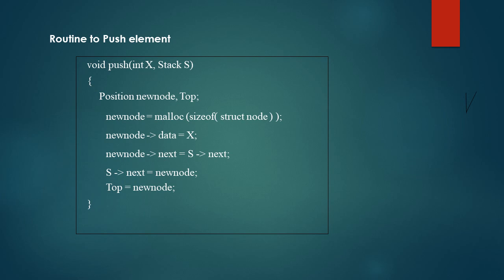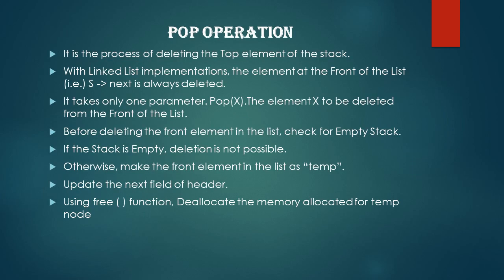Routine to push element: void push x stack S; position new node, top; new node is equal to malloc size of struct node; new node data equal to x; new node next is equal to S next; S next is equal to new node; top equal to new node.